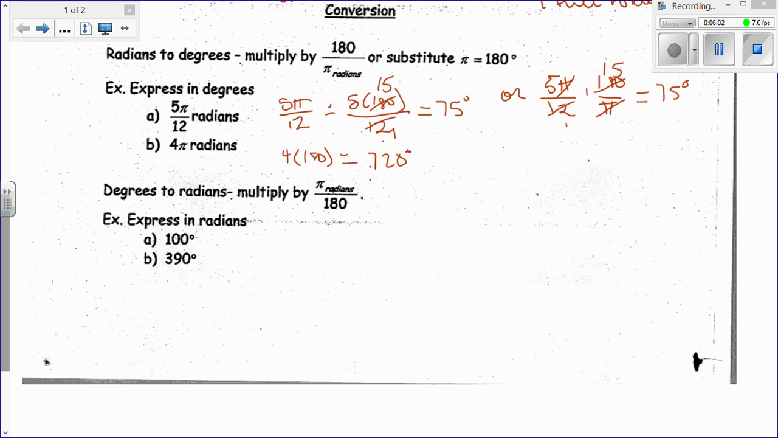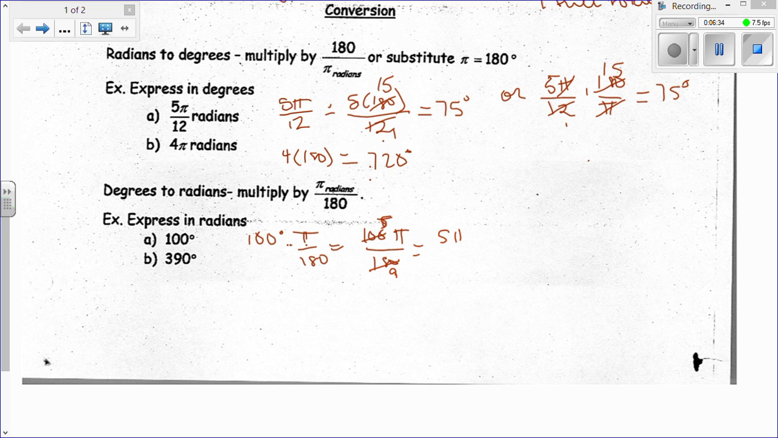Now to go from degrees to radians, I multiply by pi over 180. I don't have an alternative for this. So 100 degrees times pi over 180 means I get 100 pi over 180. And then I just reduce my fraction. 20 goes into 100 5 times and 20 goes into 180 9 times. So I'm left with 5 pi over 9 radians.